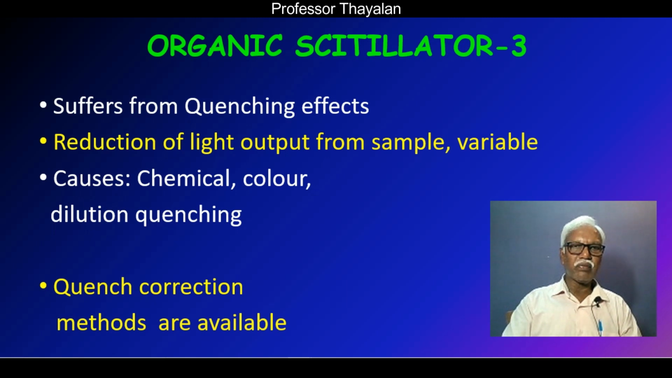Organic scintillators suffer from quenching effects. That means a reduction of light output from the sample, which is variable. The causes for the quenching may be chemical quenching, color quenching, and dilution quenching. Quenching correction methods are available nowadays to overcome these effects.